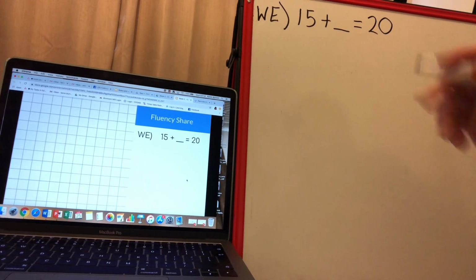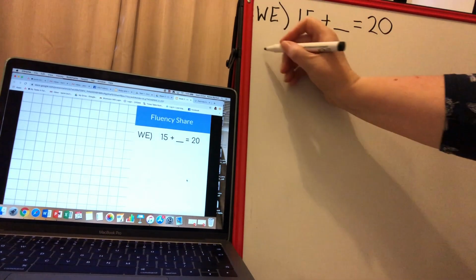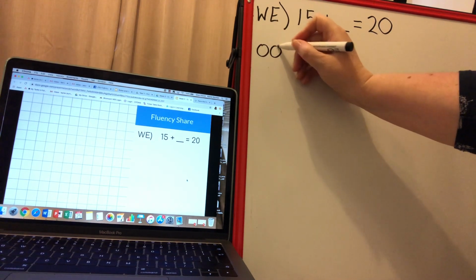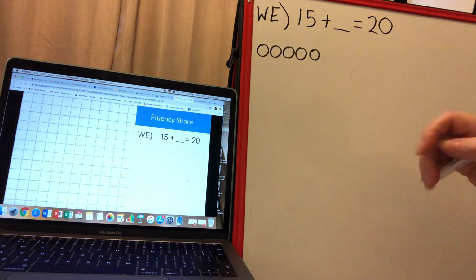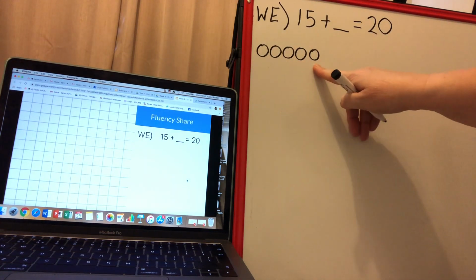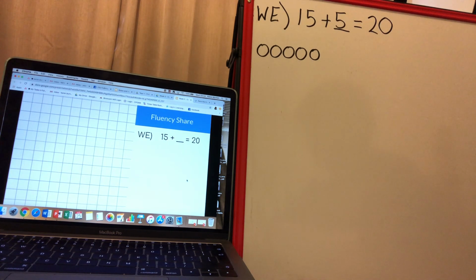Okay, so let's put 15 in our head and count on to 20 drawing beads. 15, 16, 17, 18, 19, 20. We've got 1, 2, 3, 4, 5 beads, so that's the missing number in our number sentence. 15 add 5 makes 20.